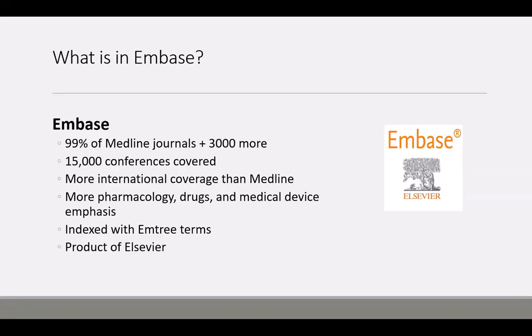So a lot of times people will present early findings in a conference and then later publish a journal article. So it's rare to see where you can get an early glimpse of activities. It's a lot more international, so there are a lot more global journals. If you're doing research on pharmacology or drugs or medical devices, Embase should really be your starting point because it is much stronger in that than Medline.